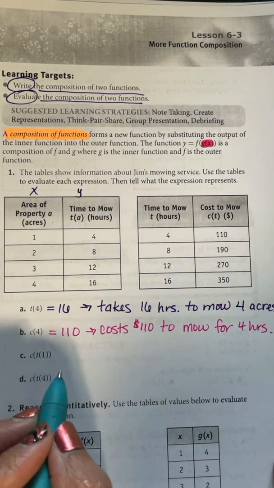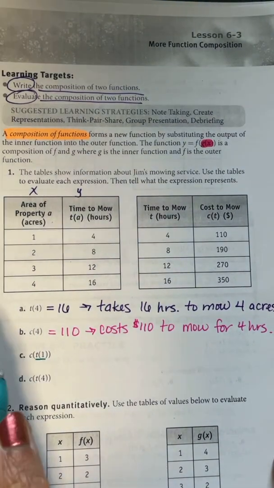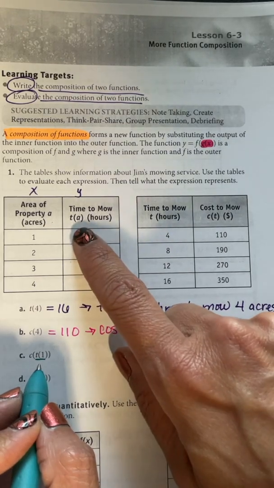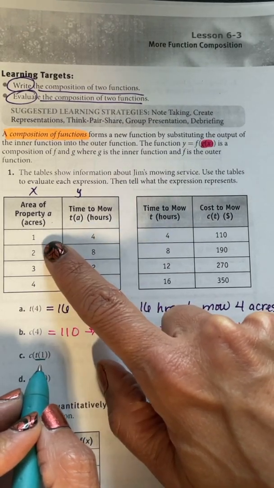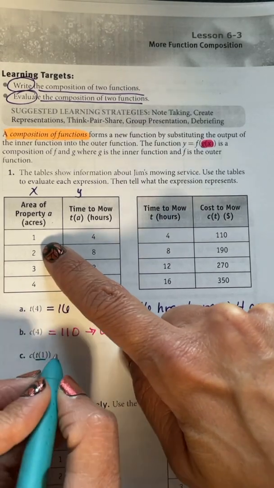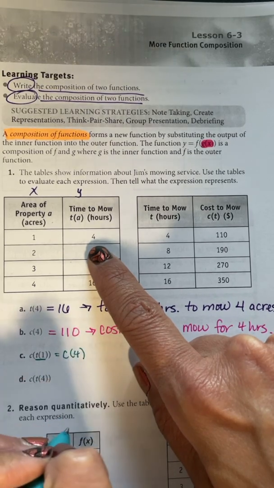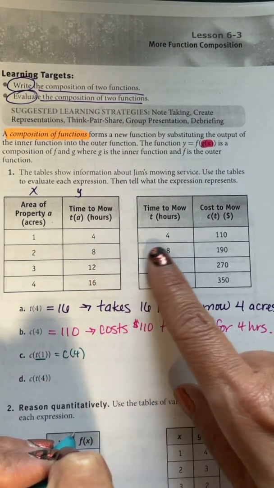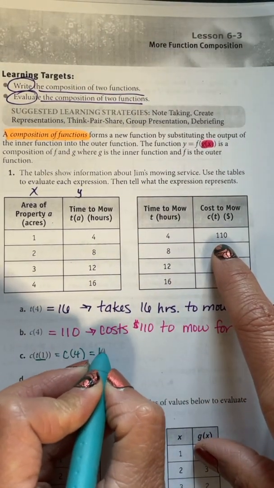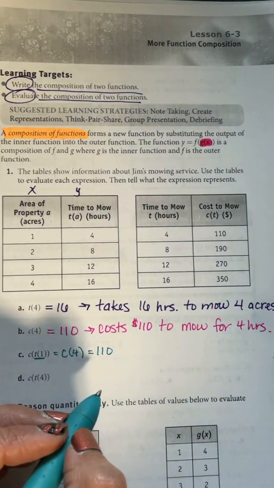C of T of 1. Okay, so start on the inside. Always work inside out. So what does T of 1 represent? T of 1, so the time to mow function, means that it's going to take 4 hours to mow 1 acre. So now I know that the output is 4, so now this becomes C of 4. Well, C of 4 is 110. So C of T of 1 equals 110.